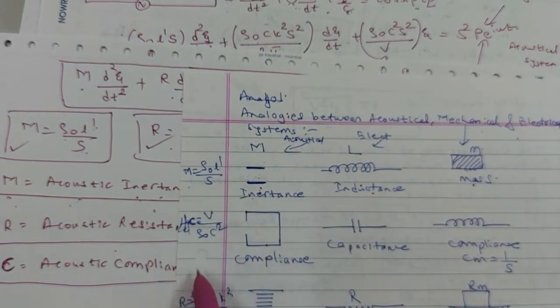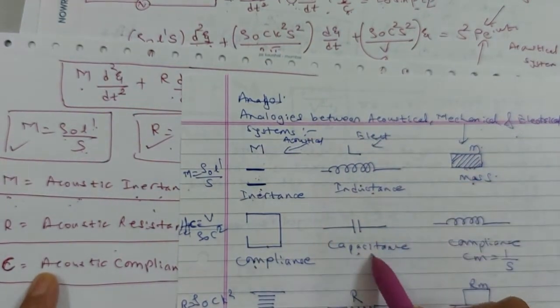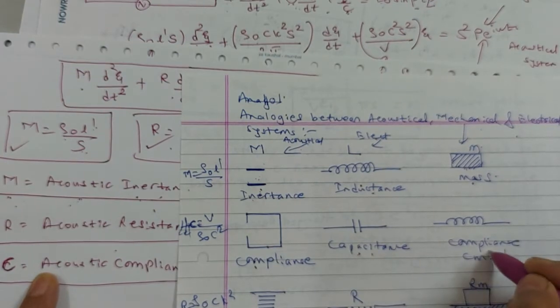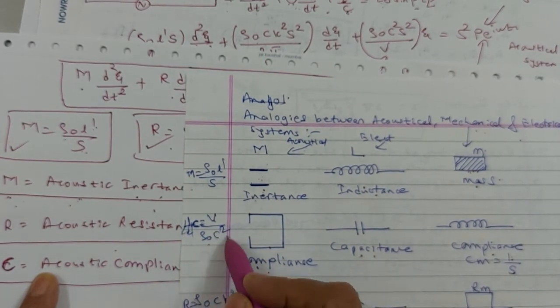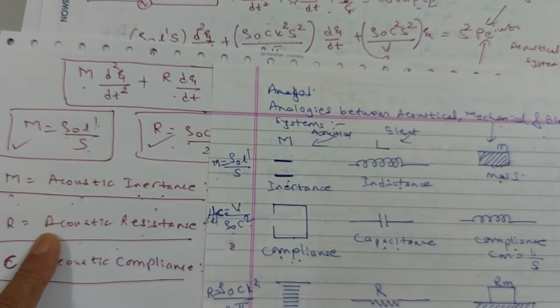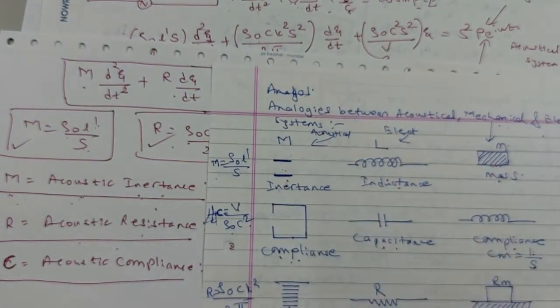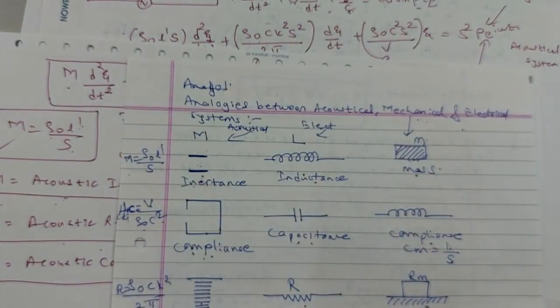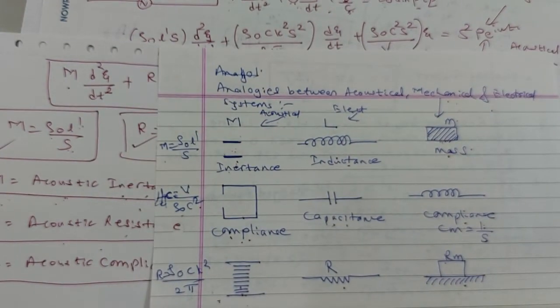Second one is what? Second one is the compliance in case of acoustical system, capacitance in case of electrical system, and compliance in the case of mechanical system itself. Okay, is called as 1 upon S. Okay, this C is V by rho 0 C square, compliance. Now the last one is R, acoustic resistance, which is shown in this fashion for acoustic system. Electrical system is just normal R, and mechanical system is this way, Rm.